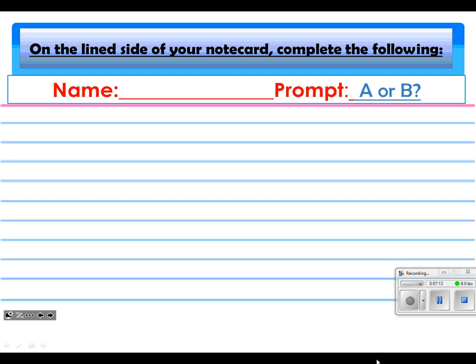Prompt A is where you compare and contrast our society with Jonas's. Prompt B is where you determine what challenges not only changed Jonas, but reveal the theme of the story. So that's the first thing. We're just writing our name and which prompt we think we're going to be able to write the best with.